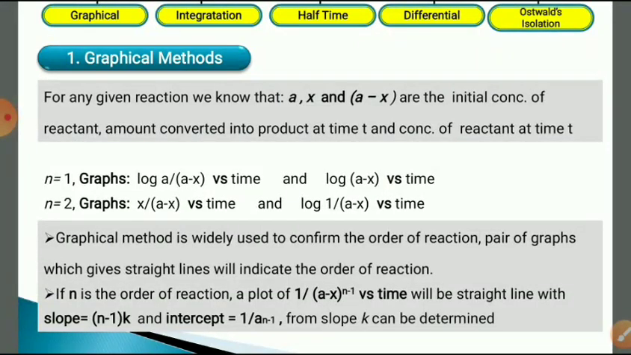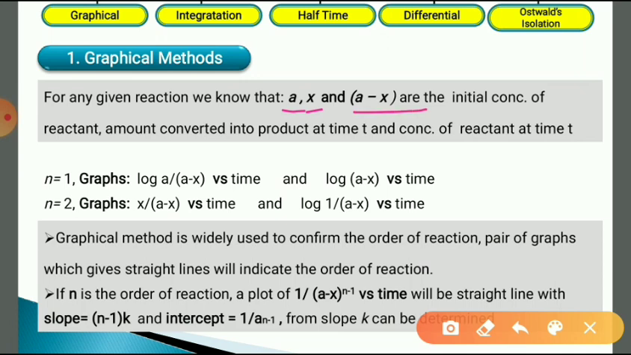In the graphical method, for any given reaction, by experiment, we obtain the values of x, a, and a minus x. They are the amount converted into product at time t, the initial concentration of the reactant, and the concentration of the reactant at time t. These are the different values which are obtained experimentally during the course of the reaction.